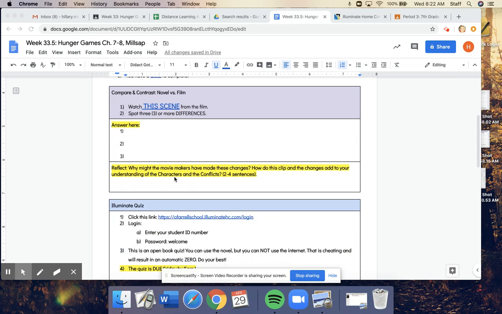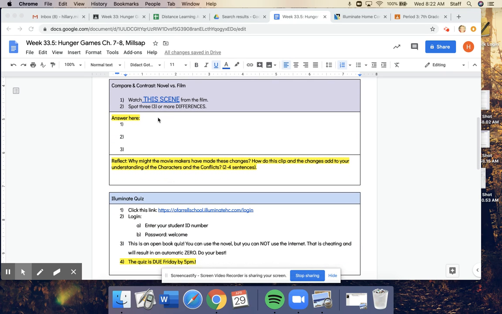The first thing that we're going to do is this worksheet where we are comparing the novel versus the film. And we are really trying to focus not just on how they are similar or different, but why that matters. So after you list a couple of differences between the scene and the novel, I want you to then answer this question: Why might the movie makers have made these changes? And how do this clip and those changes add to your understanding of the characters and the conflicts? You need at least 2 to 4 sentences to answer both of those questions, but I should see some quality responses.